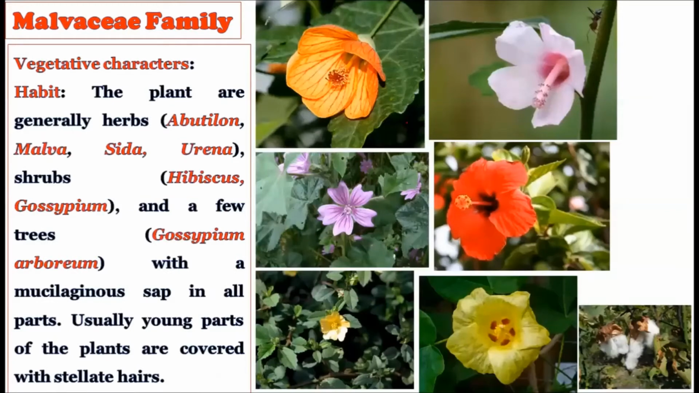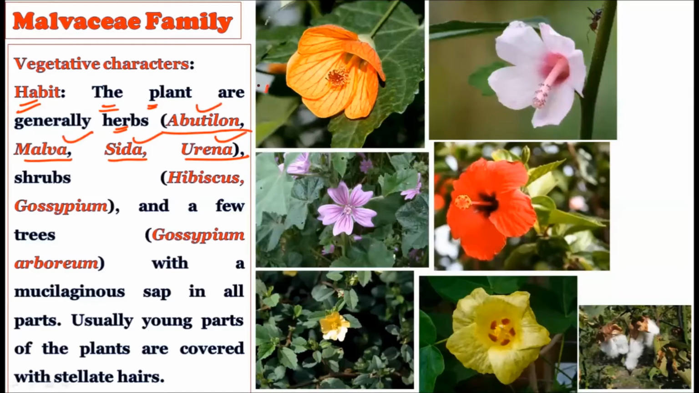Now see, let us consider their vegetative characters. First of all, let us understand what the habit of the Malvaceae family is. The plants are generally herbs. The majority of the plants are herbs, and for the herbs we have the examples of Abutilon, Malva, Sida, and Urena. All these four genera show the presence of herbs.